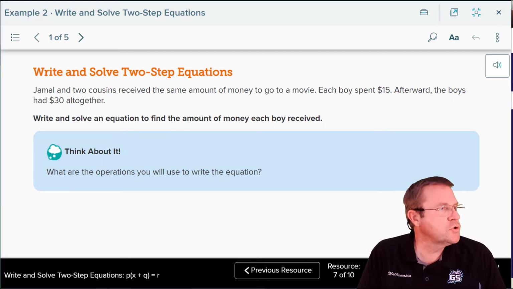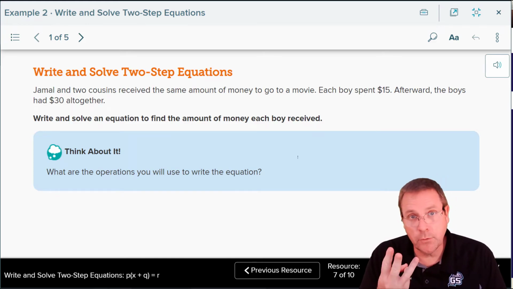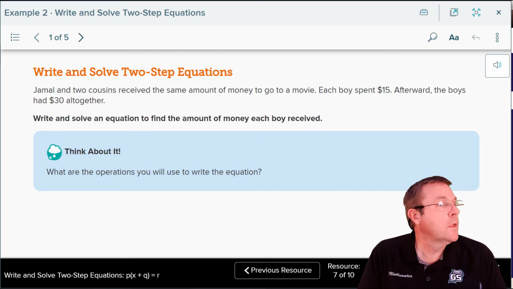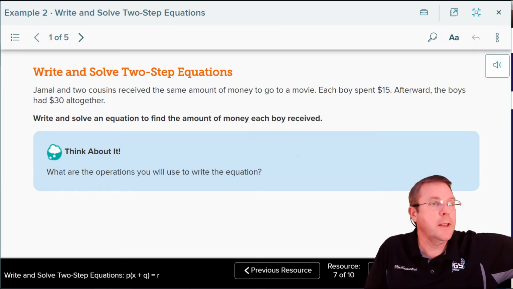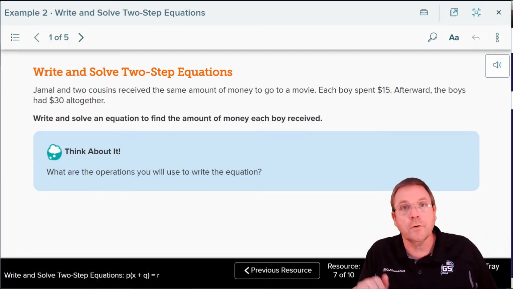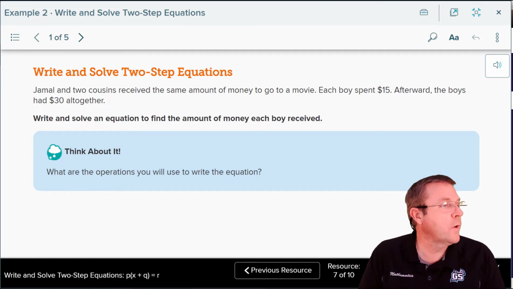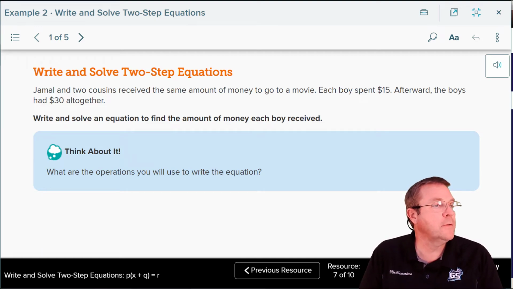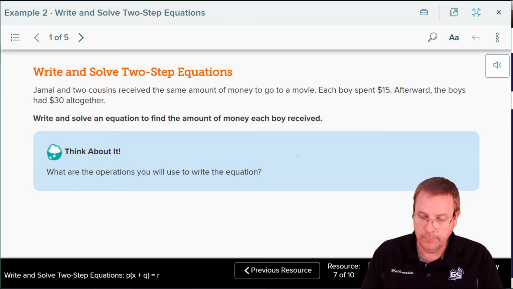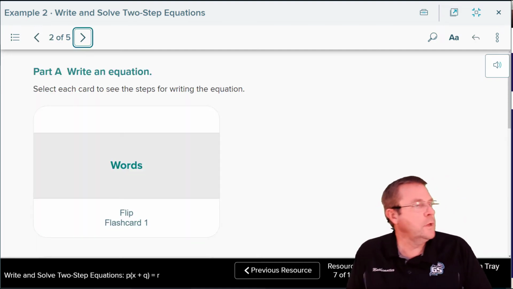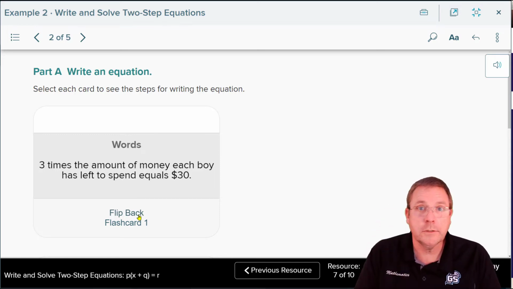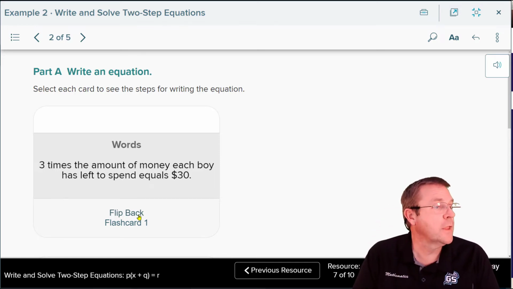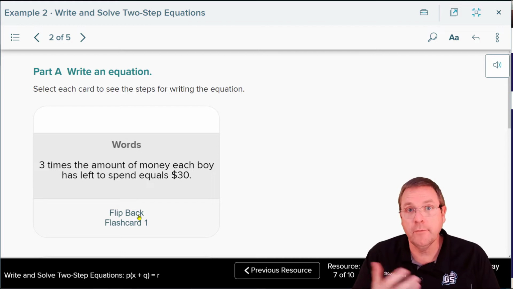Example 2 says that Jamel and his 2 cousins, that's a total of 3 people, received the same amount of money to go to a movie. Each boy spent $15, and afterwards the boys had $30 altogether. Write and solve the equation to find the amount of money each boy received. So looking at this in words, what do we know? We know that there's 3 boys, so that's going to be 3 times a certain amount of money that was given to each boy.